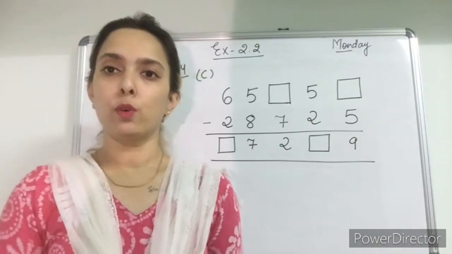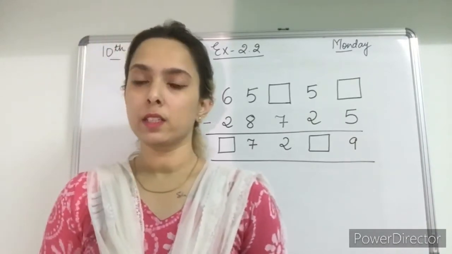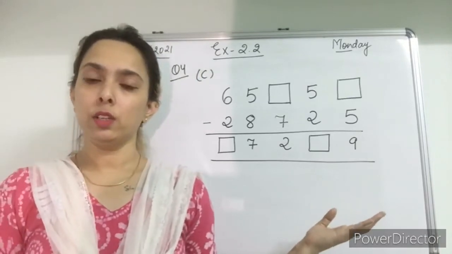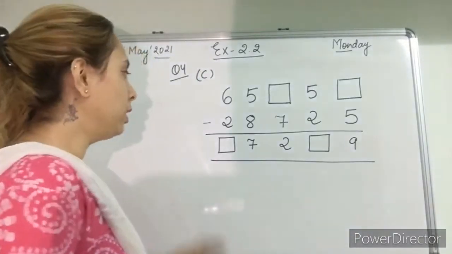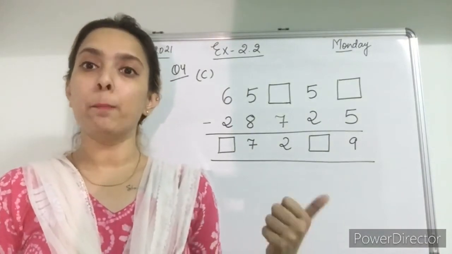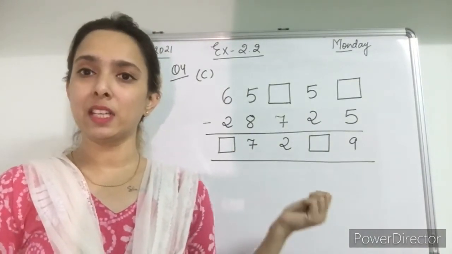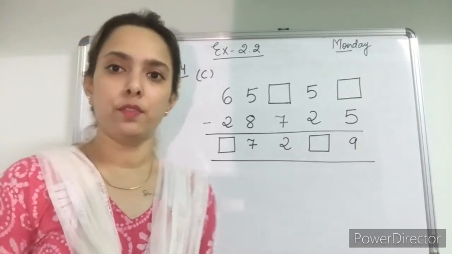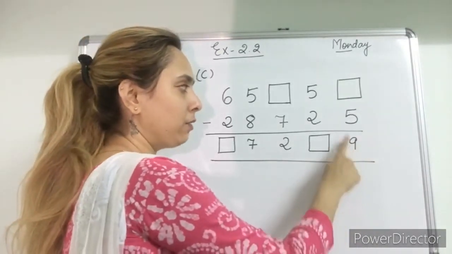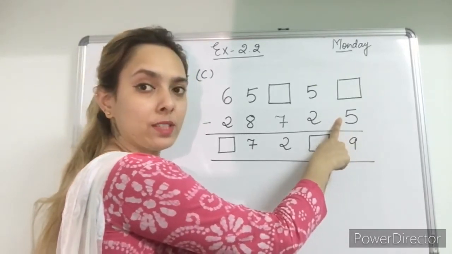Now question number 4, find the missing digits in each of the following. The same question we have done in addition. So here also we will try to find out the missing digits. Students, the method of finding out the digits in both the cases is different. So let's start. Here 9 is given, subtrahend 5 is given.